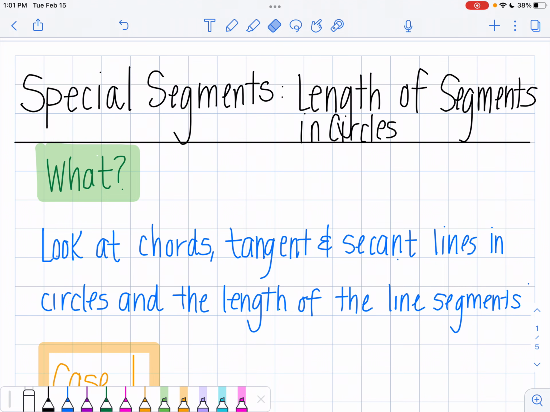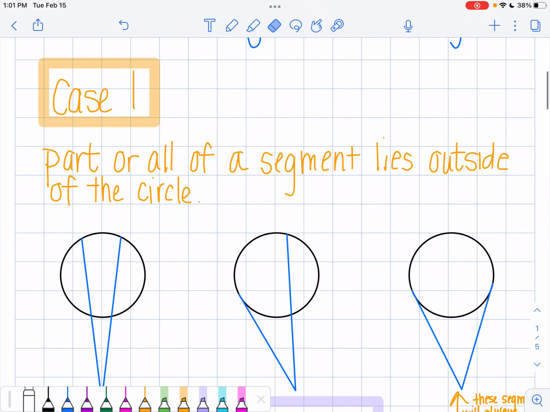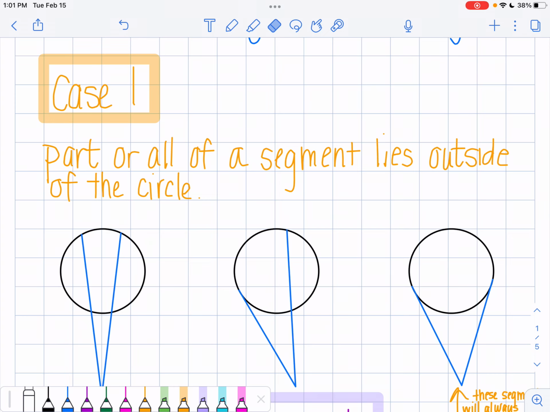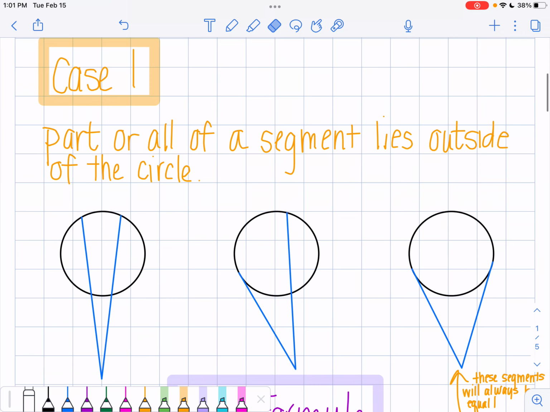So we have two cases. We have a case where part or all of the line segment lies outside of the circle. And we have three different scenarios on how this can work. So we can have two secant lines, which would be this case right here. We can have a tangent line and a secant line, and we can have two tangent lines. And this is the same scenario as when we're talking about angles, but now we're talking about just the line segments. So we're looking at the length of the line segments.